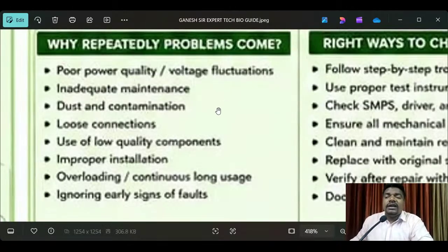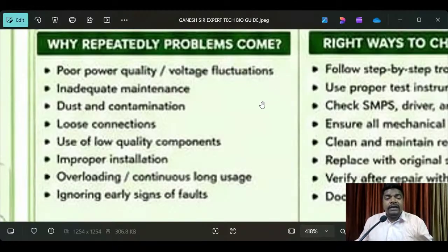Now let's see what problems there can be. Why do repeated problems come? I will show you. Then you will know many possibilities, you will be careful and you can resolve the issues. Why do repeated problems come? Poor power quality or voltage fluctuation. This is very important. You should take care, and that's why I'm giving a recommendation. Every engineer, listen carefully.